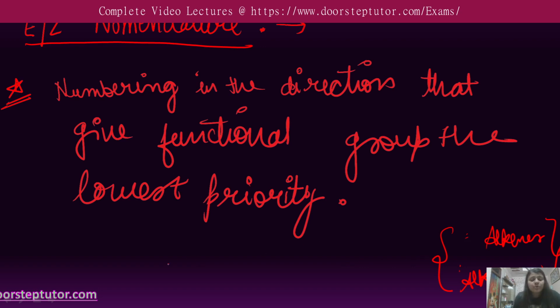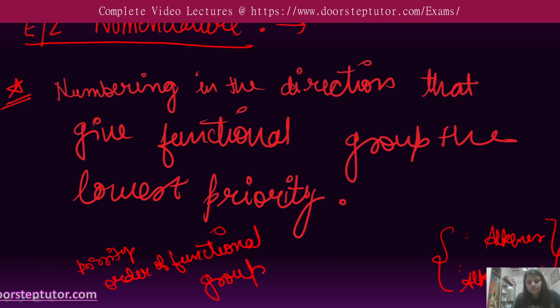When I told you about the priority order of the functional groups, alkenes and alkynes come at the end of that particular order, and the acid derivatives, esters, alcohols, amines, they all come prior to alkenes and alkynes. So you have to prioritize the functional groups. These are also considered as part of the functional group, and you have to assign the lowest priority to these functional groups. I will explain this rule using an example.